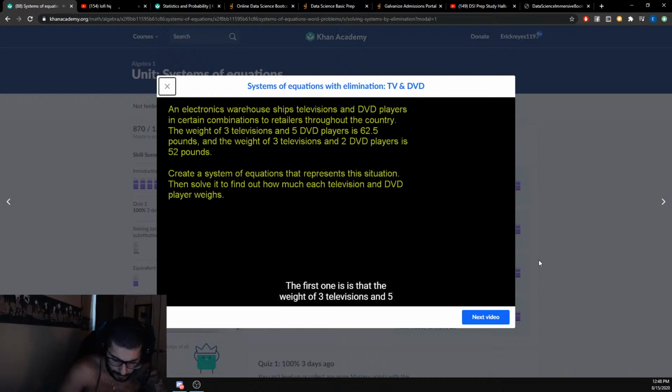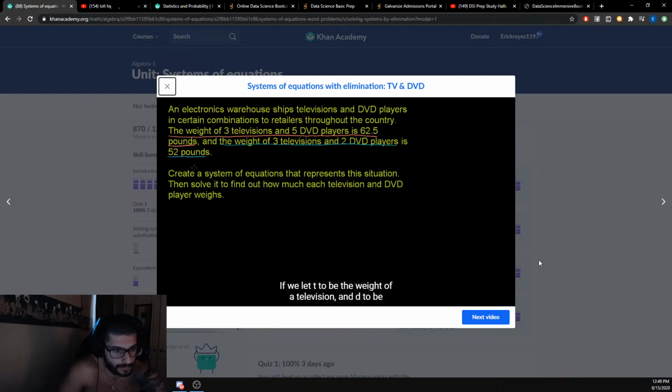Well, the two pieces of information they gave us, each of these statements can be converted into an equation. The first one is that the weight of 3 televisions and 5 DVD players is 62.5 pounds. Then they told us that the weight of 3 televisions and 2 DVD players is 52 pounds. So we can translate these directly into equations.